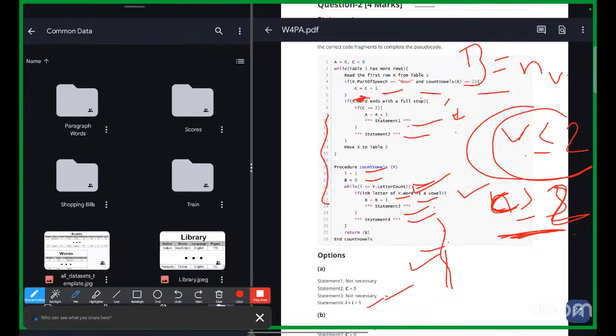Now, here again, we don't need anything because this whole thing is complete in itself. We don't need any extra condition in statement 1, so we don't need anything. So this part, and then statement 2.